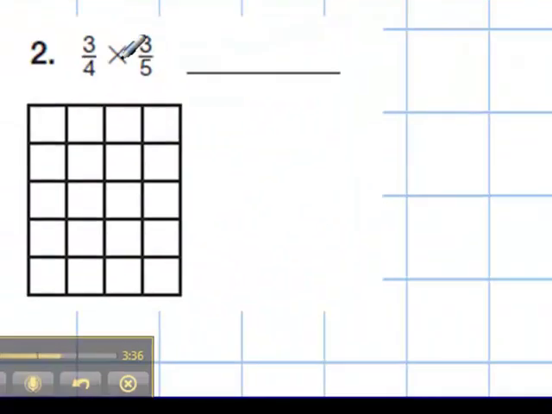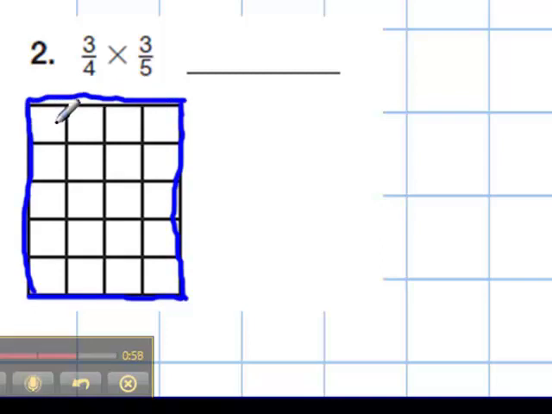Let's try that with 3/4 times 3/5. All right, let's go over 4 spaces on the x-axis. 1, 2, 3, 4. And then we'll go up 5 spaces on the y-axis. 1, 2, 3, 4, 5. We complete the figure. And we have a rectangle that is 20 squares. In fact, 4 times 5 does equal 20.